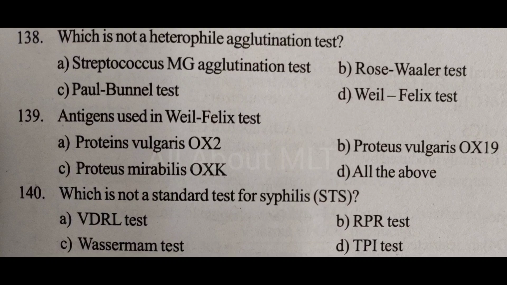Which is not a heterophil agglutination test? Option A, Streptococcus MG agglutination test, option B, Rose-Waller test, option C, Paul Bunnell test, option D, Weil-Felix test. Answer is option B, Rose-Waller test.